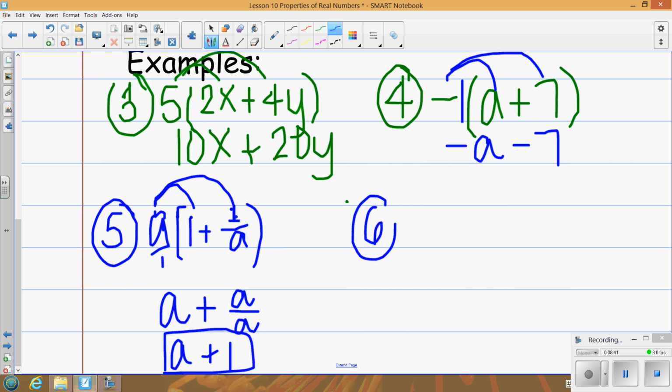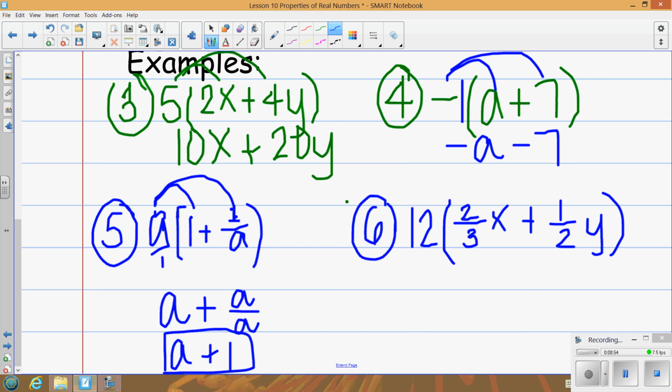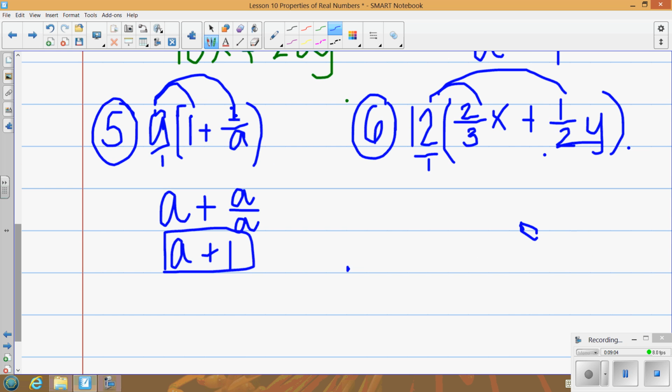And one last one. So let's look at another one with fractions. So 12 times the quantity 2/3 x plus 1/2 y. So again, you're going to distribute that 12 through. Think of 12 as 12 over 1. So that means you're multiplying across the top. And you're multiplying across the bottom.